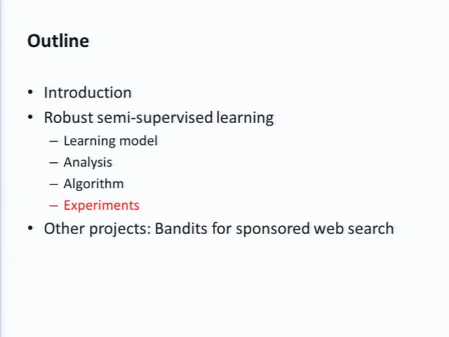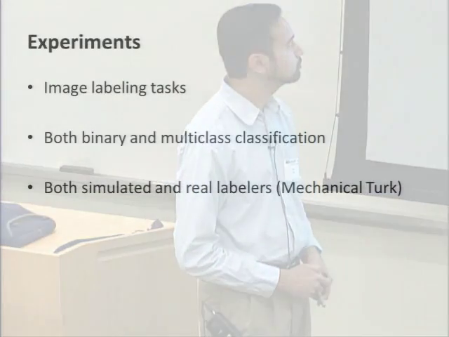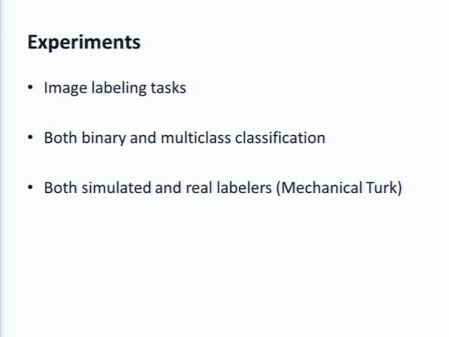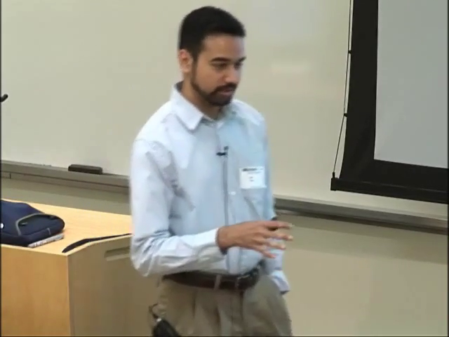Okay, so now I'd just like to spend a little time talking about some experiments that illustrate the features of our approach. We tried our algorithm on some image labeling tasks, and we compared it, on both binary and multi-class classification, against some standard traditional semi-supervised learning approaches. We did it using label noise that is both simulated and also label noise that we got by submitting the data to labelers on Amazon Mechanical Turk.